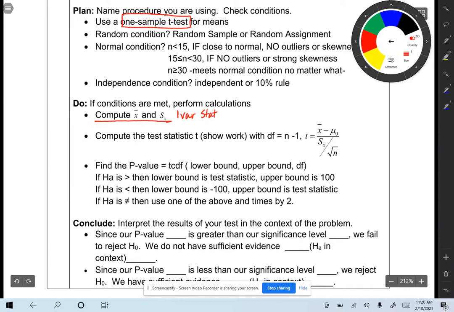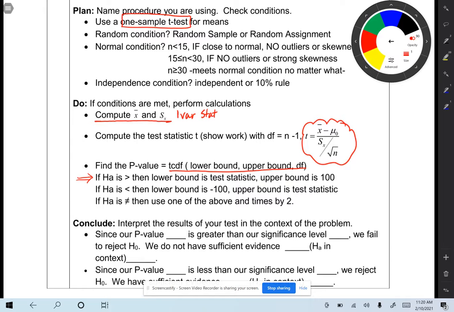Compute the test statistic, and there's your formula. Find the p-value. So here I wrote it again. If the alternative hypothesis is greater than, then your lower bound is your test statistic, your upper bound is 100. So if for some reason your null hypothesis is whatever, the mean is greater than 25, then you know you are going to use this scenario. If the alternative hypothesis is less than, then your lower bound will be negative 100. Your upper bound will be whatever test statistic you get.